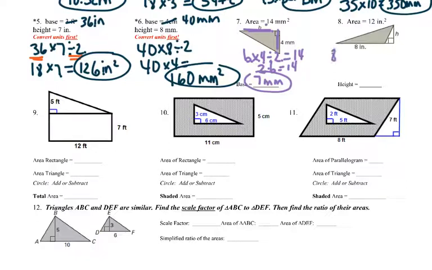It's helpful to write out the whole formula. 8 times h divided by 2 equals 12, or 4h equals 12, or height is 3. And then don't forget the units, inches.